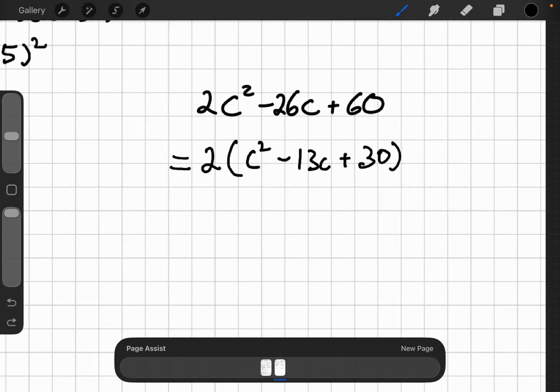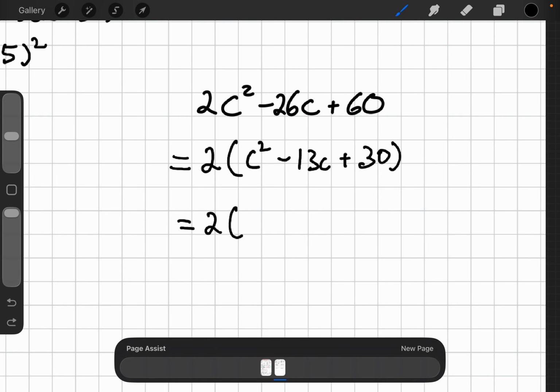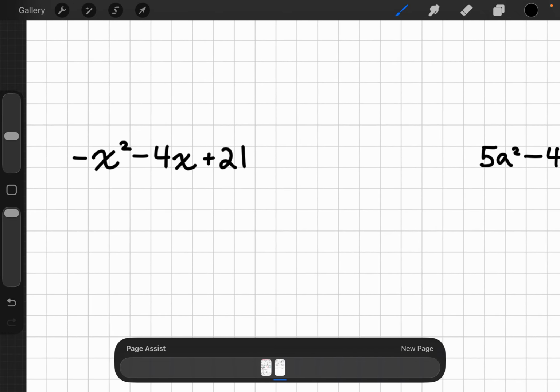So this will become 2. Don't forget the 2 here. It's multiplying by the entire thing. So c squared minus 13c plus 30 will become (c plus negative 10)(c plus negative 3), which is (c minus 10)(c minus 3). So this is the final factored form. All right? And let's try this.